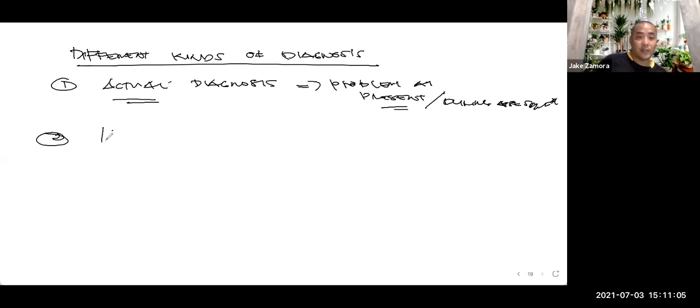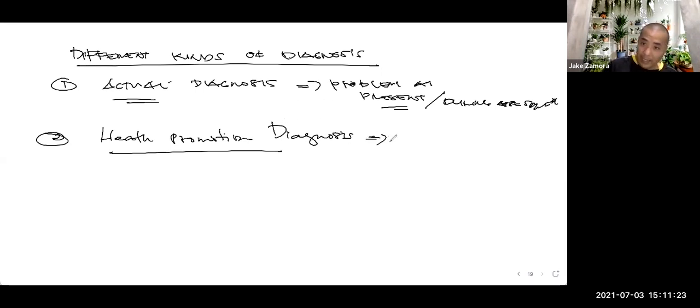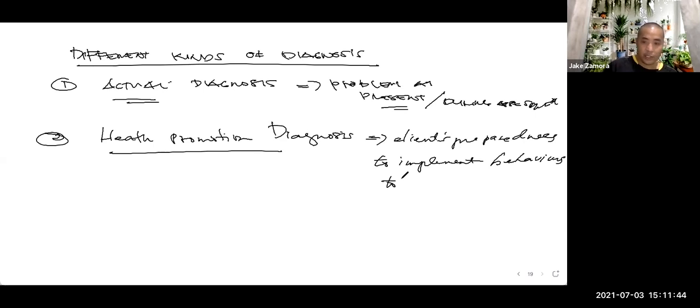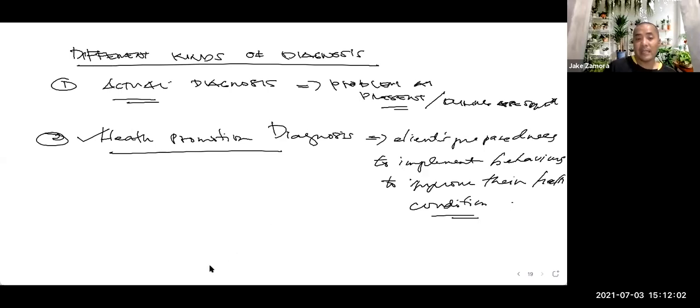So aside from actual diagnosis, you can have your health promotion diagnosis. Now, guys, your health promotion diagnosis is actually related to the client's preparedness to implement behaviors to change or improve their health condition. Okay. So this is a prerequisite. Guys, anong ibig sabihin niyan? When you are creating a health promotion diagnosis, it is very important that your client actually verbalizes preparedness.